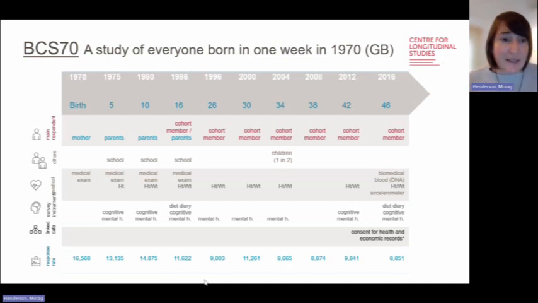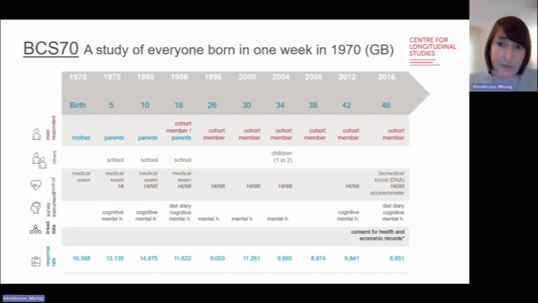The next is the BCS 70. They're currently age 51, and again, we're currently in the field for that. It follows a very similar pattern to the NCDS design. So they were born on a particular day in Scotland, England and Wales in the year 1970. We started with about 16,500, and we follow them from birth. We're asking the mother initially and then parents up until age 16, and then the cohort member takes over as the main reporter from age 26.